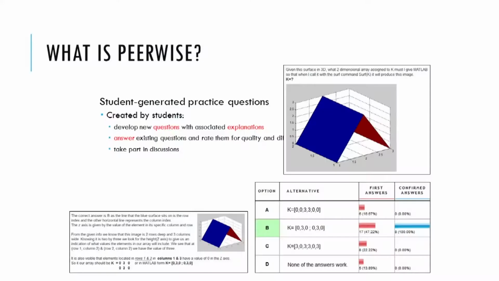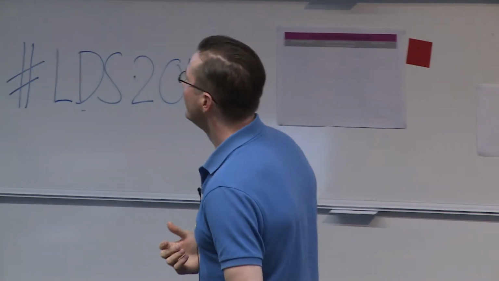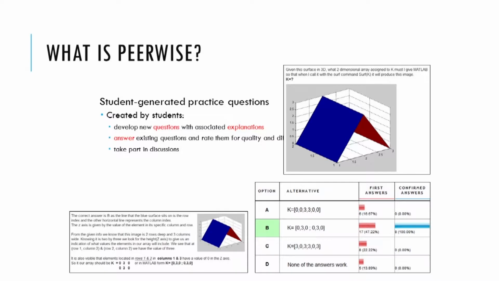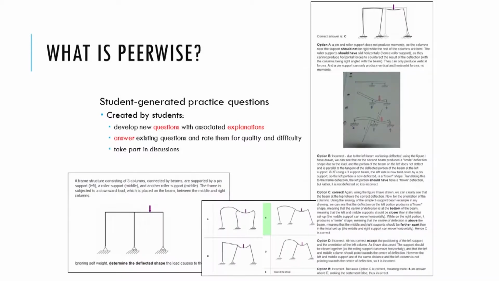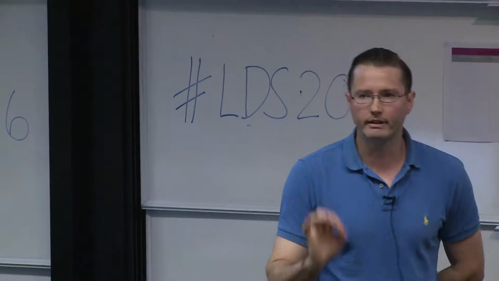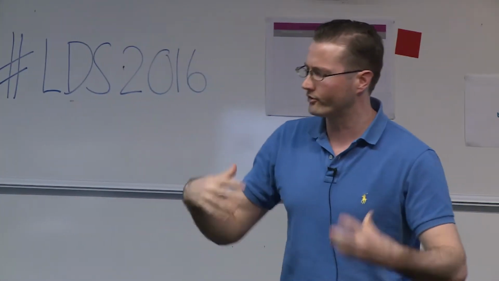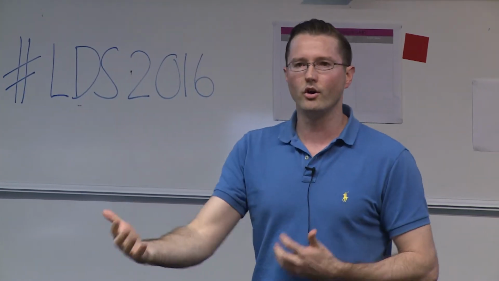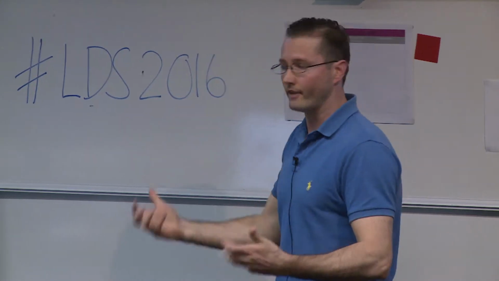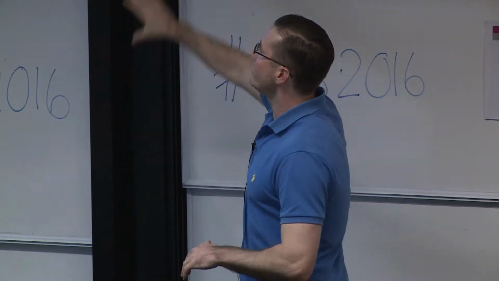Here are a couple of examples. This is a question developed by a student in one of Peter's courses, a MATLAB programming course. So the students create three things. They create the question itself, they create a set of options, and then they create an explanation. And writing that explanation is a really key part of the process. It's where the student explains in their own words why the answer they believe is correct is actually the correct answer.